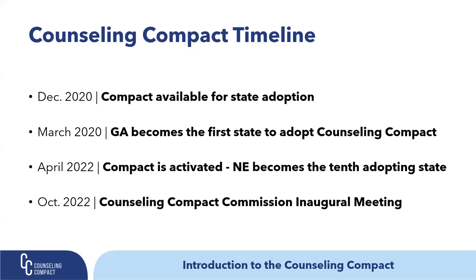So as mentioned earlier, next month will mark the first time the Counseling Compact Commission will meet to begin that process. And after which it generally takes about 12 to 14 months after that inaugural meeting for that data system to be created, for the rest of the staffing and committees to be set up for the Compact Commission in order to get to that point to issue privileges to practice for those practitioners who are in a Counseling Compact state. Next slide.